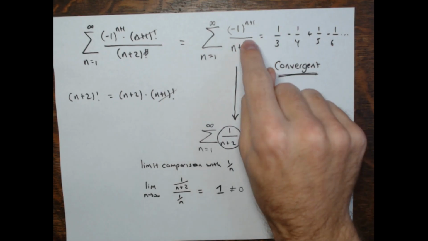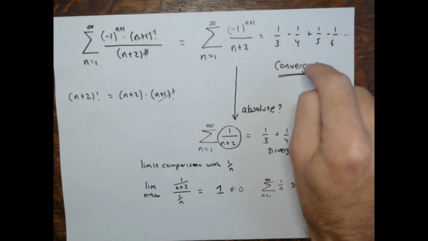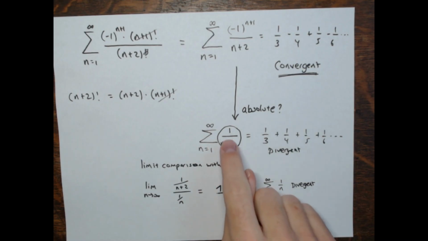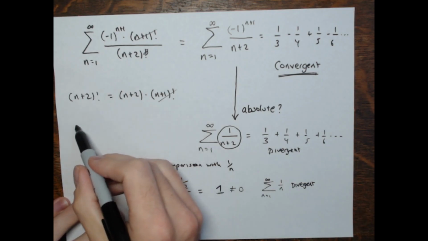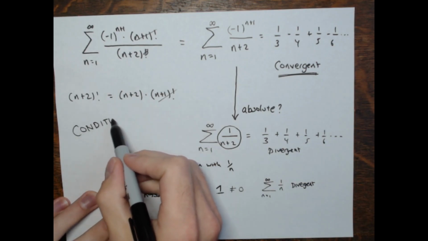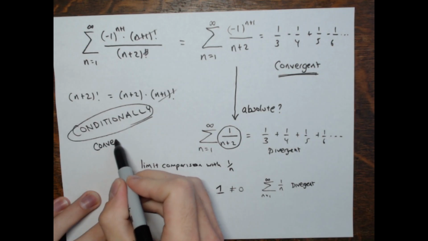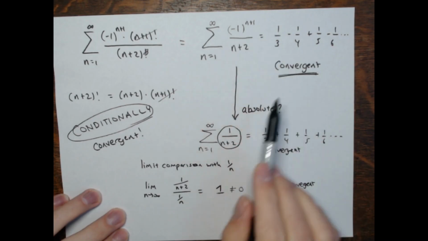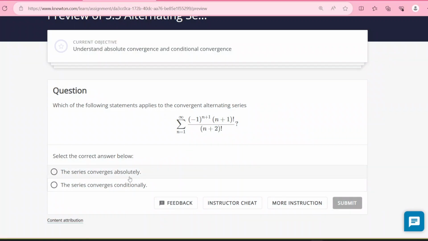Okay, so what we have here, the original sum we were given, this alternating sum, converges. But when I make everything positive, take the absolute value of everything, it diverges. So this is one of those conditionally convergent series. The original series converges the way it is, but when I make everything positive, it diverges. That's called a conditionally convergent series. So the series converges conditionally.